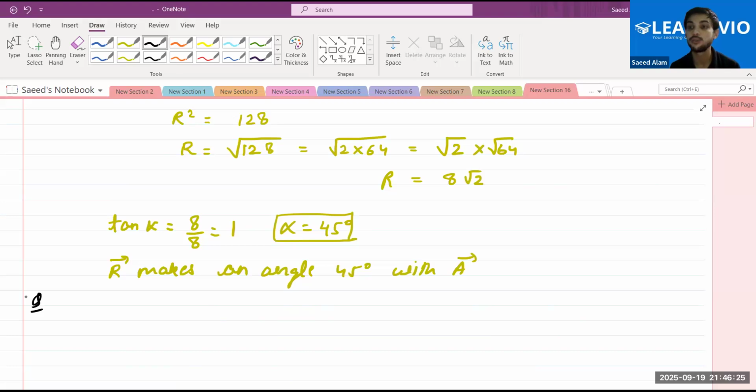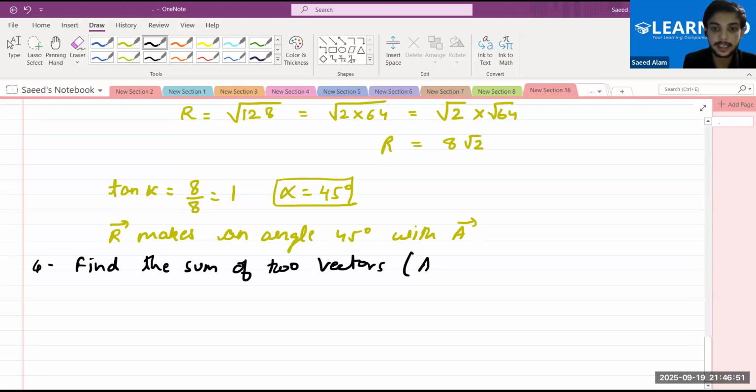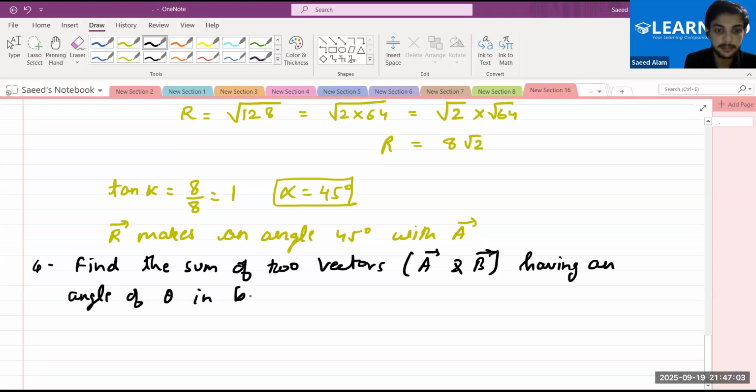But now my aim is to generalize this result for any two vectors A and B having an angle of theta between them. Understood? Let me write it in terms of a question only. Find the sum of two vectors, A and B, having an angle of theta in between them. Understood?